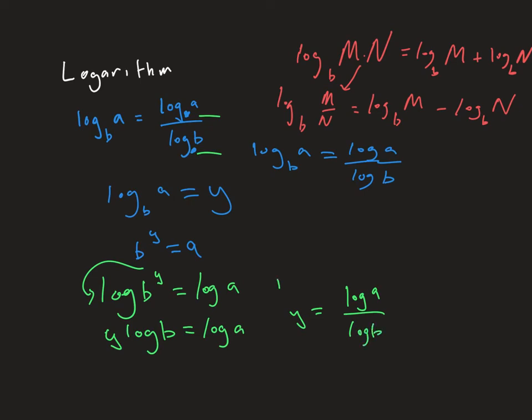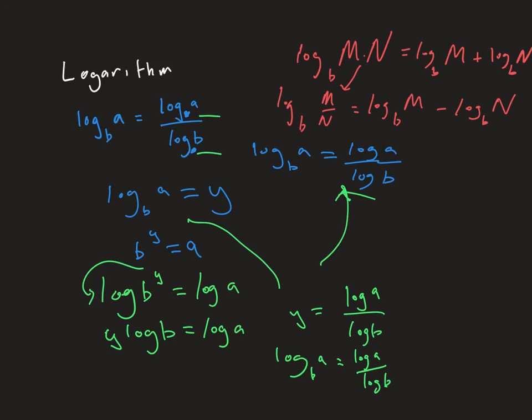Well, what does y equal? It equals what we started with originally. So it equals log base b of a, and that equals log a divided by log b, just as we proved. Just as we said we would prove at the beginning. So that's the proof of the change of base formula.